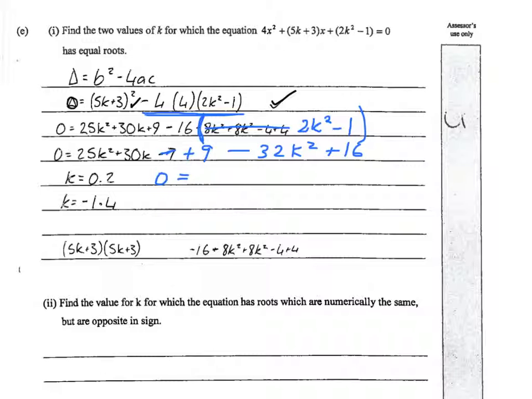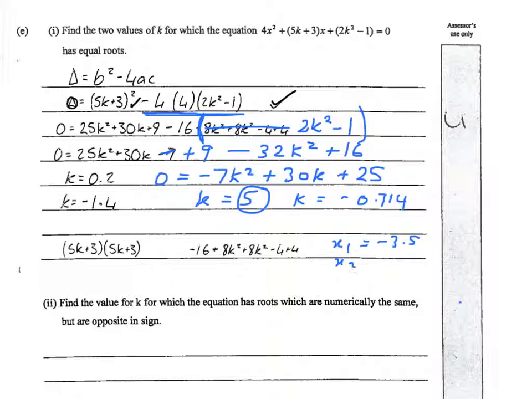So 0 equals 25k squared. Oh, minus 32k squared, sorry, that's going to go back. It's negative 7k squared. And you're going to have 30k. And you'll have plus 25. So if you put that in the equation solver, you'll end up with k equals 5 and k equals negative 0.714. And if you check that, let's put k as 5 in, you would end up with x1 equal to negative 3.5 and x2 equal to negative 3.5, and so we've got equal roots.